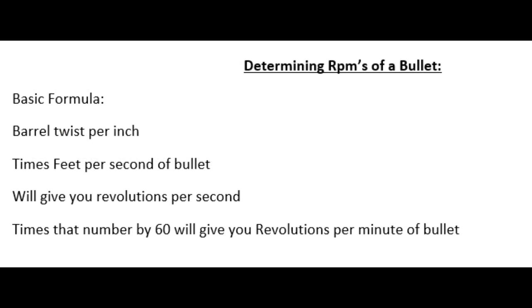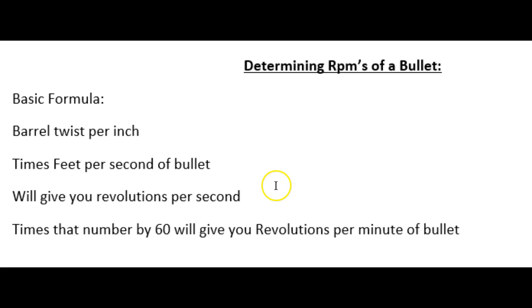The basic formula is you get your barrel twist per inch. A 1 in 6 means your bullet turns completely twice in 1 foot. In a 1 in 12, it turns once in 1 foot. So the lower the number on the twist, the more spin you get. If you had a 1 in 24, it would only spin half a turn in 1 foot, and it would spin a complete revolution in 24 feet.